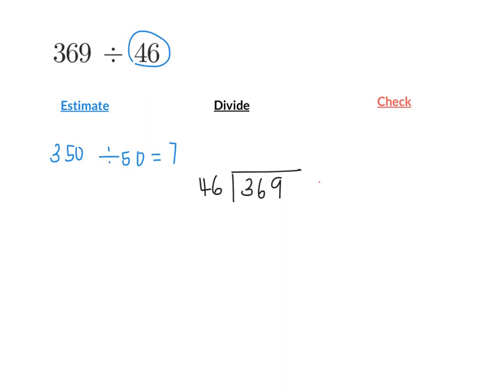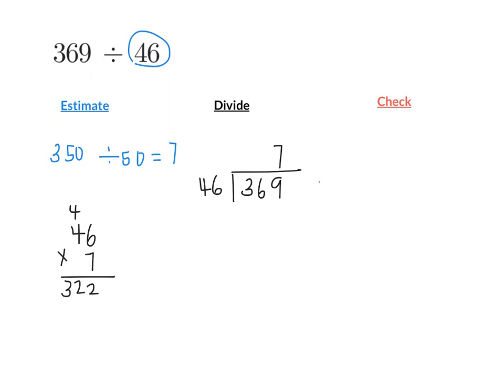Okay, and I know based on my estimate that 7 might be a good place to start. So I'm going to try 7 ones. Okay, Dad divided. Now Mom has to multiply. 7 times 46. Show your work. Write it down. 46 times 7. 7 times 6 is 42. 7 times 4 is 28 plus 4 is 32.